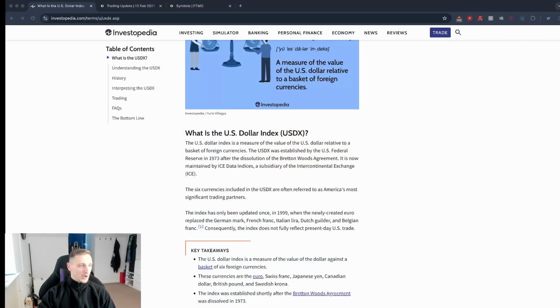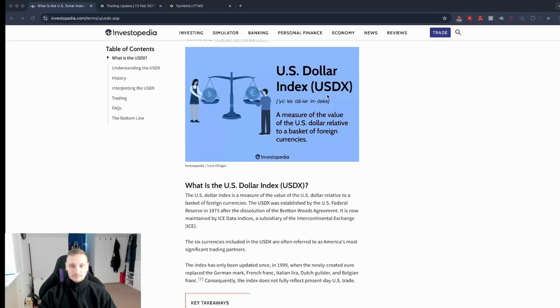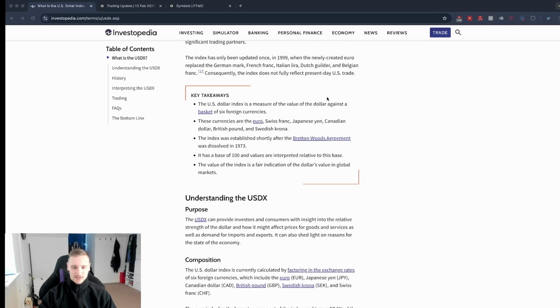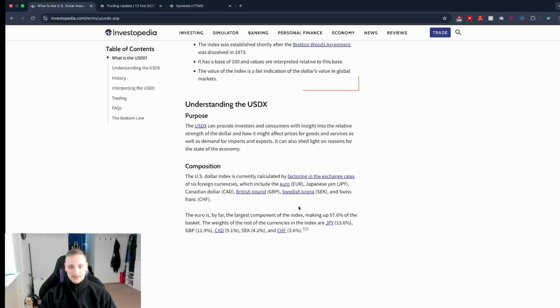Before anyone is wondering exactly what I mean by US dollar index, well, it is a measure of the strength of the dollar, and it's pegged against 6 currencies, I believe. So it says here it's comprised of these 6 currencies: euro, yen, Canadian dollar, pound, Swedish krona, and Swiss franc. My biggest takeaway from my trading is it's aligning with the euro the most.